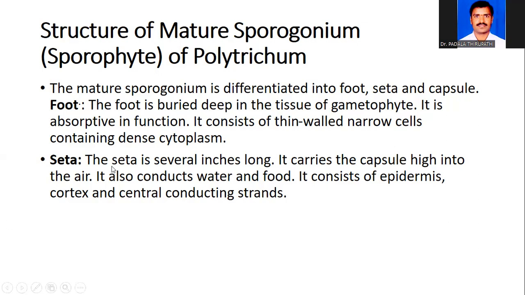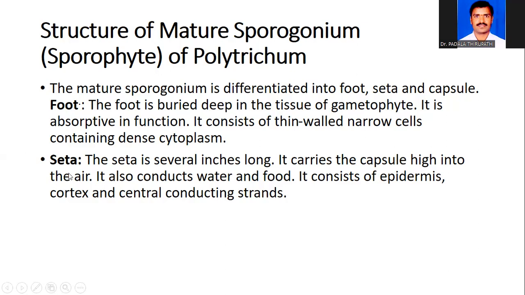Now, the second part of the sporophyte is the seta region. In the diagrammatic representation, I told you there is a long filament-like structure, which is several inches long. That is the seta region. The seta is several inches long, lying in the air. It is attached to the gametophyte, but it will be lying in the air. It is going to carry the capsule at the other end. So one end of the seta will be the foot and another end of the seta will be the capsule.